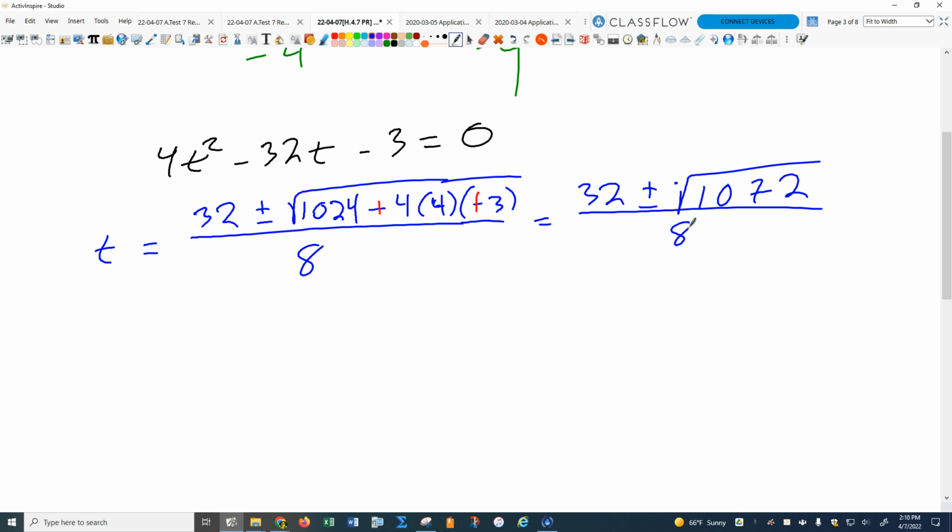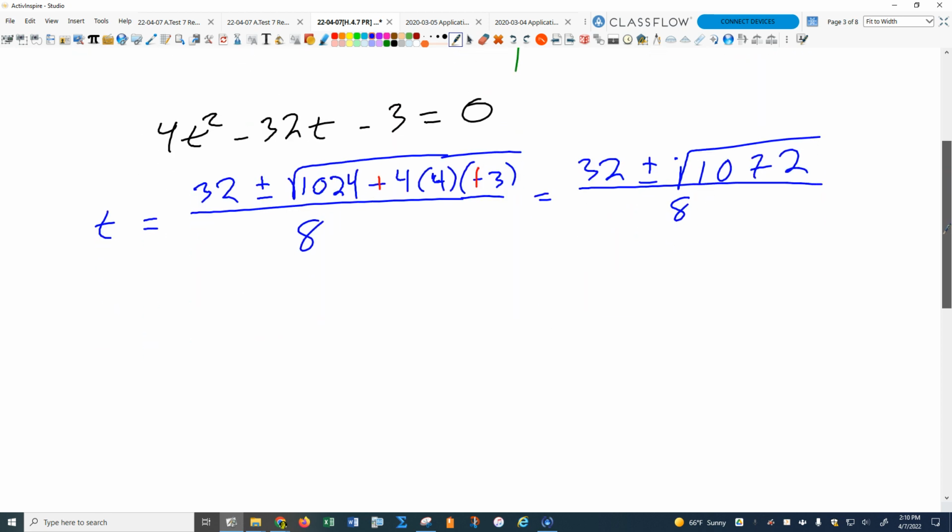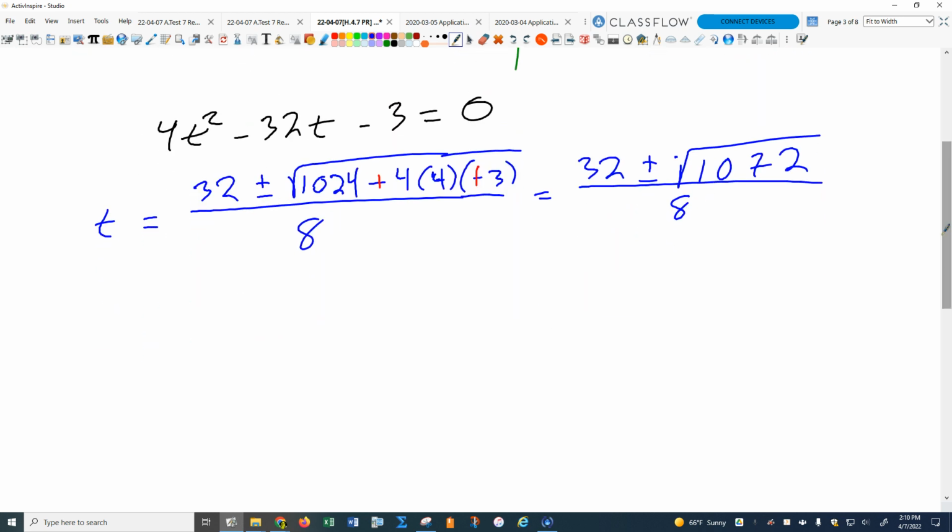Over 8. And in this case I would guess they're probably just wanting these rounded to the nearest something or other. Okay? I mean, I'm sure we could simplify that square root. We know 4 is going to go into it, 8 is going to go into it.